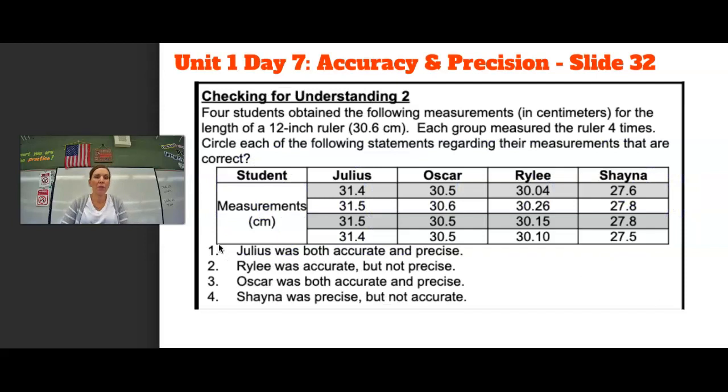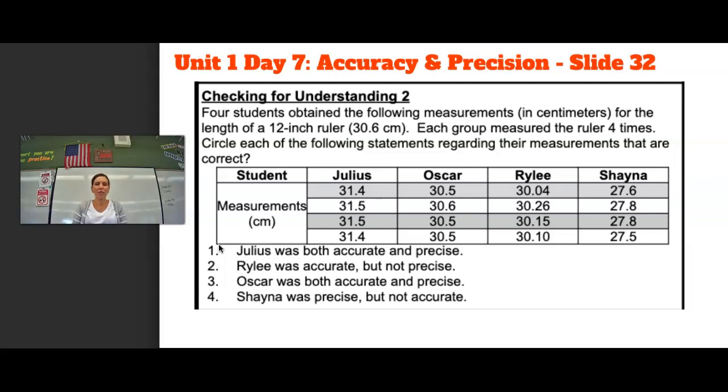All right, so we're not always going to be shooting arrows at a target. Most of the time in science, we're going to be making measurements. So measurements in length or measurements in mass. And so what we're going to look at is how would you tell if a measurement was accurate or precise? It says 4 students obtained the following measurements in centimeters for the length of a 12-inch ruler. Each group measured the ruler 4 times. Circle the following statements regarding their measurements that are correct.